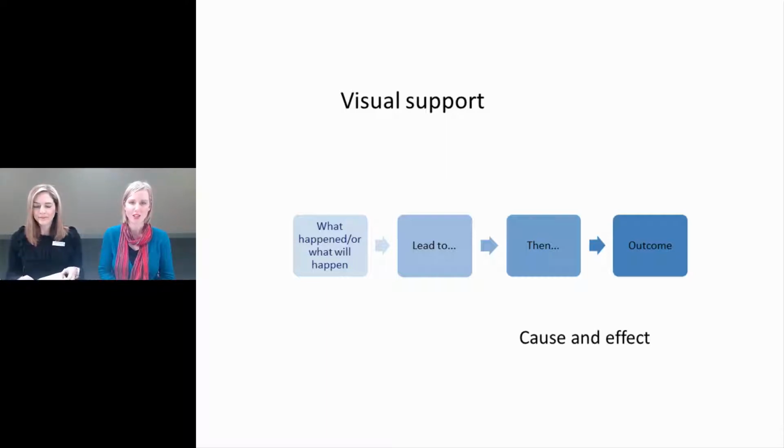All right, so this visual cue here is a cause and effect flowchart that uses boxes and arrows and keywords. We'll show you how this can work in practice later during our role play.